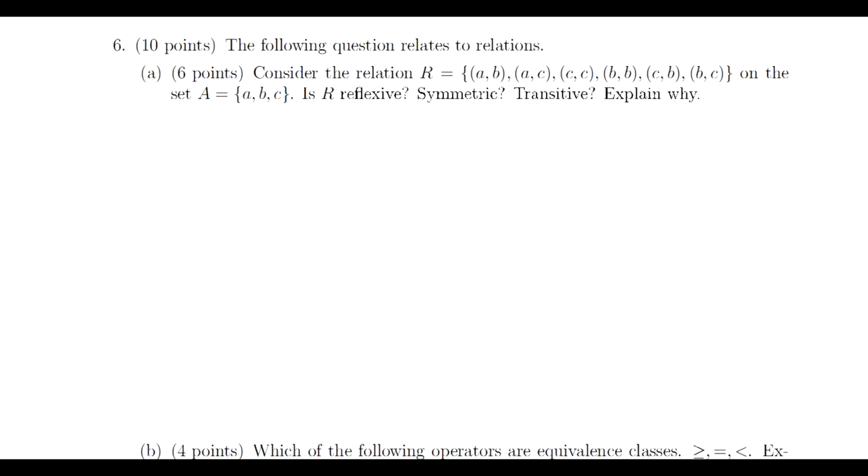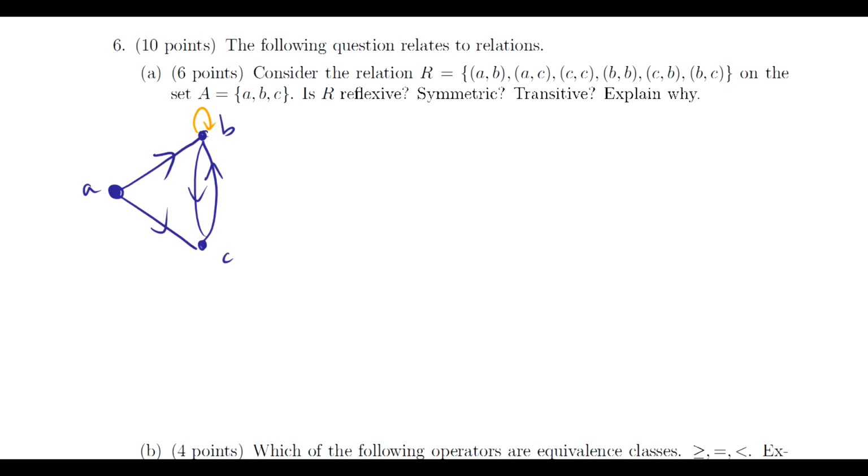We have the relation AB, AC, CC, BB, CB, BC. And we want to know if it's reflexive, symmetric, or transitive. So what I'm going to do is I'm going to draw out the relationship. So we have A here, we have B here, we have C here. Let's see which way it goes. Okay, A goes to B, A goes to C, C goes to C, B goes to B, C goes to B, and B goes to C. So we get a nice little pattern like this.